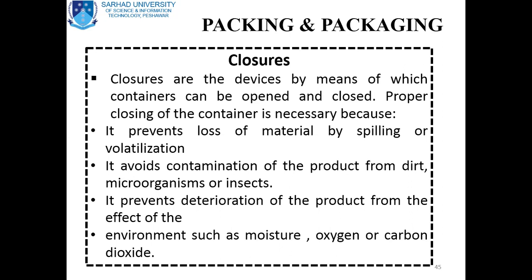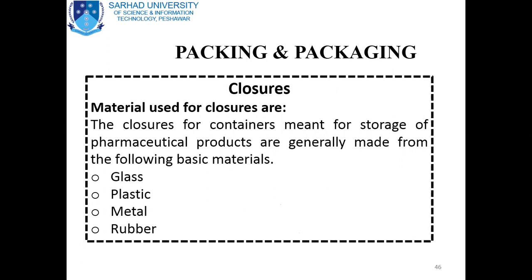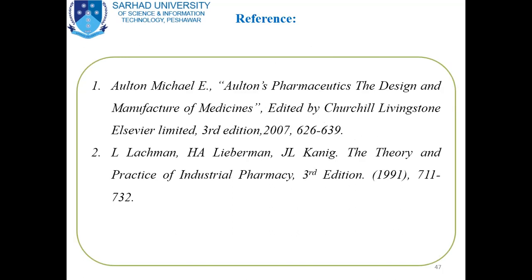Another reason is the prevention of deterioration of the product from the effects of the environment, such as moisture, oxygen or carbon dioxide. Materials used for closures: there are different types of materials from which closures are made. A closure for containers meant for storage of pharmaceutical products is generally made from the following basic materials: either glass, plastic, metal or rubber.